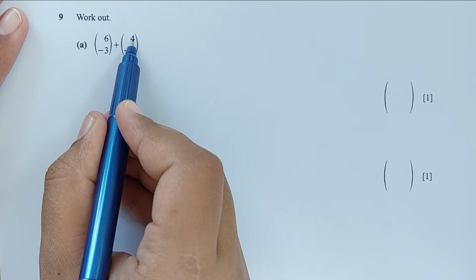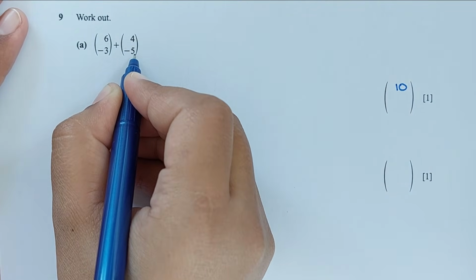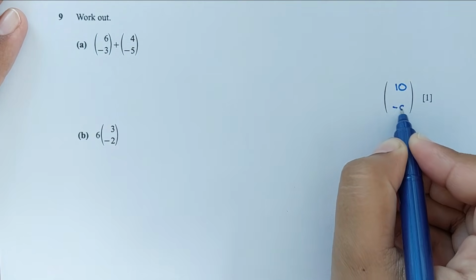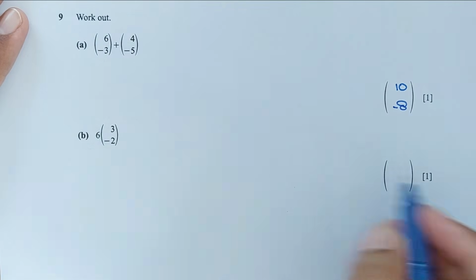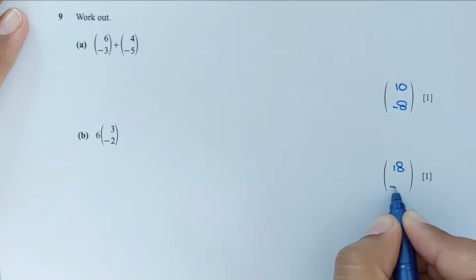Question number 9, part A, work out. 6 plus 4 is 10, and minus 3 plus minus 5, this is negative 8. 6 times 3 is 18, and 6 times minus 2 is minus 12.